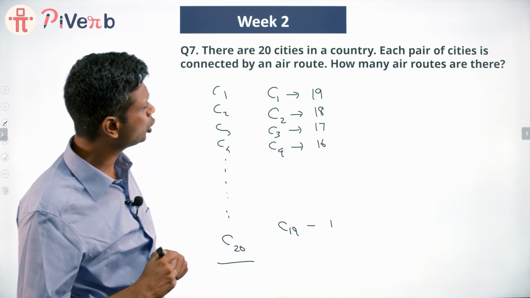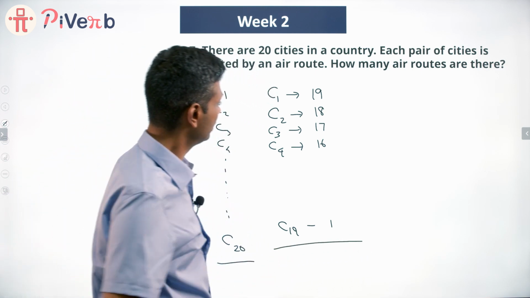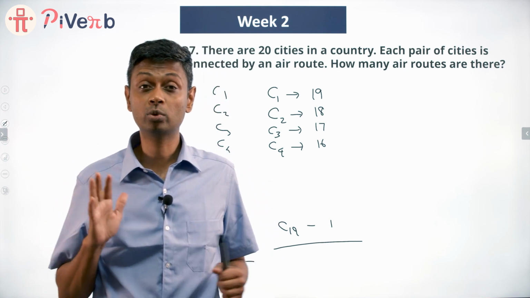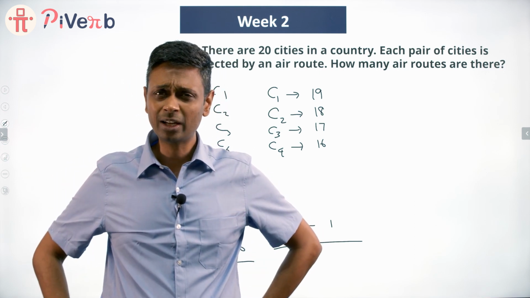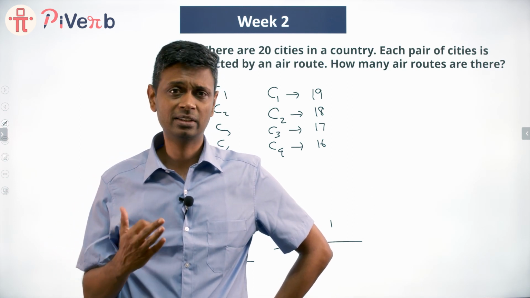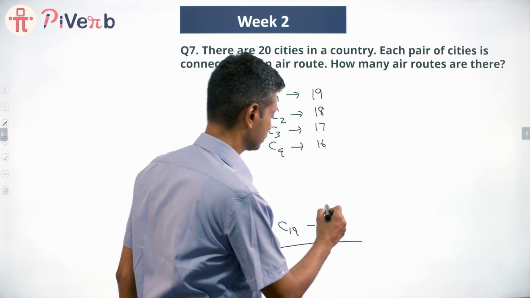So what will be the total air routes? How many are there? Now all I have to do is add up all of them. Add up all natural numbers from 1 to 19. This is tricky. How do I add up all numbers from 1 to 19? I can do 1, 2, 3, 4, 5, 6, 7, 8, 9, but that's going to take time. So what do I do? I take 1.